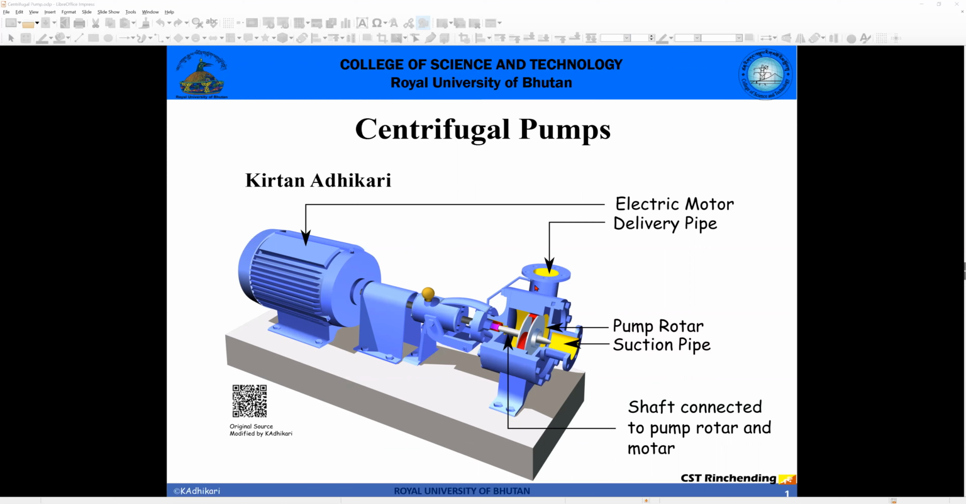it adds energy to the fluid, whereby more liquid will be sucked in. When it adds the energy, then you can transport the fluid or the liquid to a higher elevation. So that is what a pump is used for. The main part of a pump is the pump rotor, or the impeller.